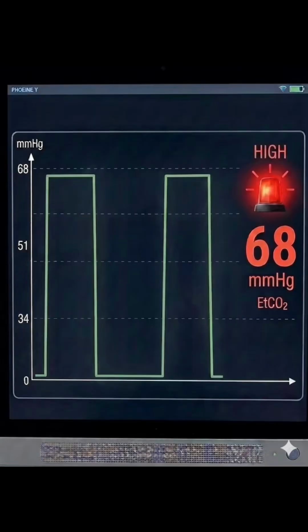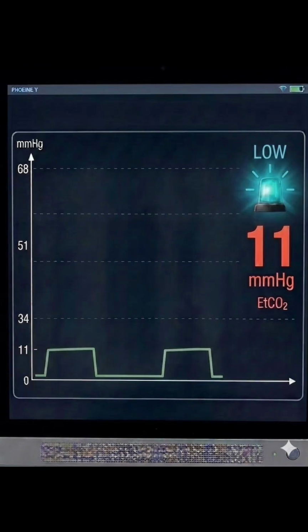Now let's talk about elevated end-tidal CO2. High readings typically mean one of two things. Either the patient is producing more carbon dioxide, or they're not eliminating it. Hypoventilation from opioids, sedatives, fatigue, that can all cause carbon dioxide retention. Asthma and COPD can also elevate end-tidal CO2 because patients struggle to exhale effectively.